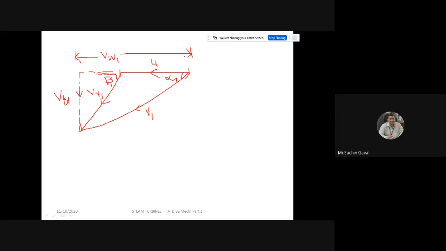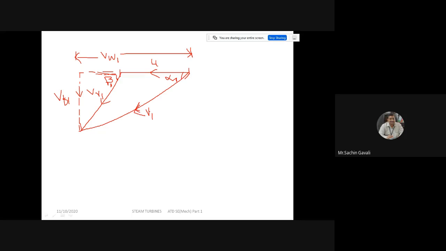So this is going to be the inlet velocity triangle, neglecting that blade section. This is the U velocity, the blade velocity in the tangential direction. This is the nozzle angle, the nozzle located at angle alpha 1. Then the resultant velocity of steam coming from that nozzle will be V1.